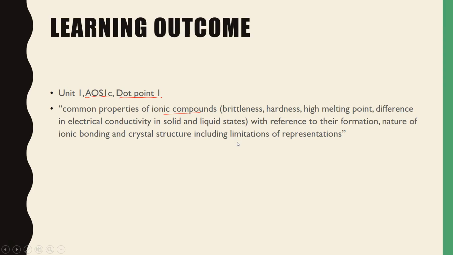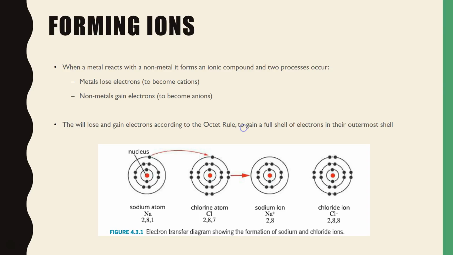So we've already talked about, under Unit 1, Area of Study 1C.1, common properties of ionic compounds, and we're going to talk about how they're formed and how they're bonded together, as well as how we write the chemical formulae for ionic compounds. So by the end of today's lesson, you should be able to do that.